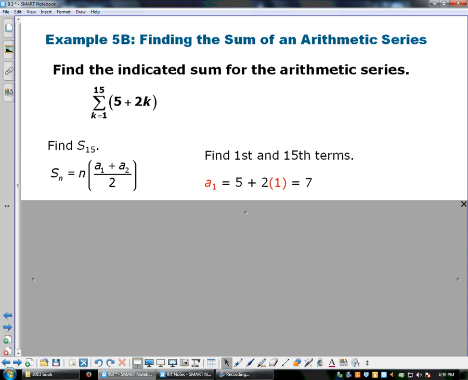We could do this by hand. We could say, oh, if I say what is a sub 1, that would be 5 plus 2 times 1. A sub 2 is going to be 5 plus 2 times 2, and so on. So this gives me 7, this gives me 9, and so forth. So we see that we can find the first and the 15th term. That's what we need to do using our sequence.